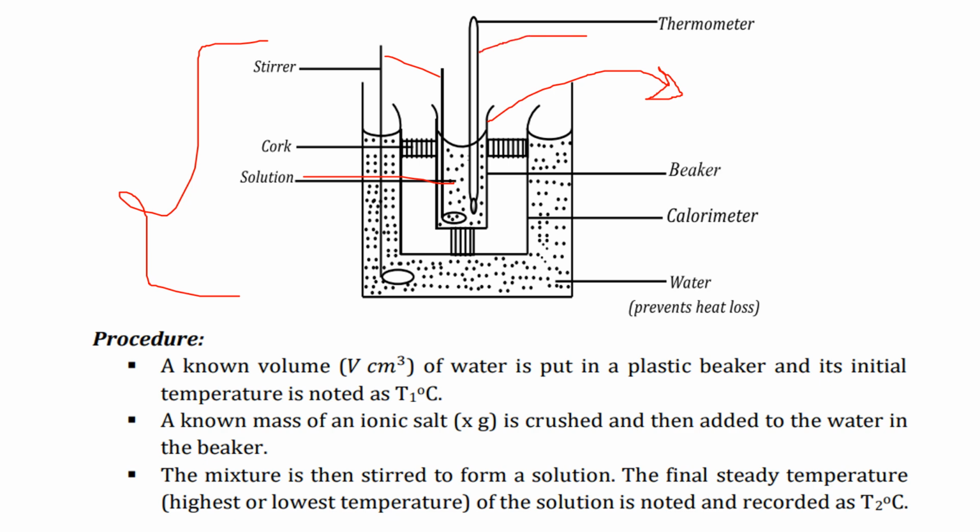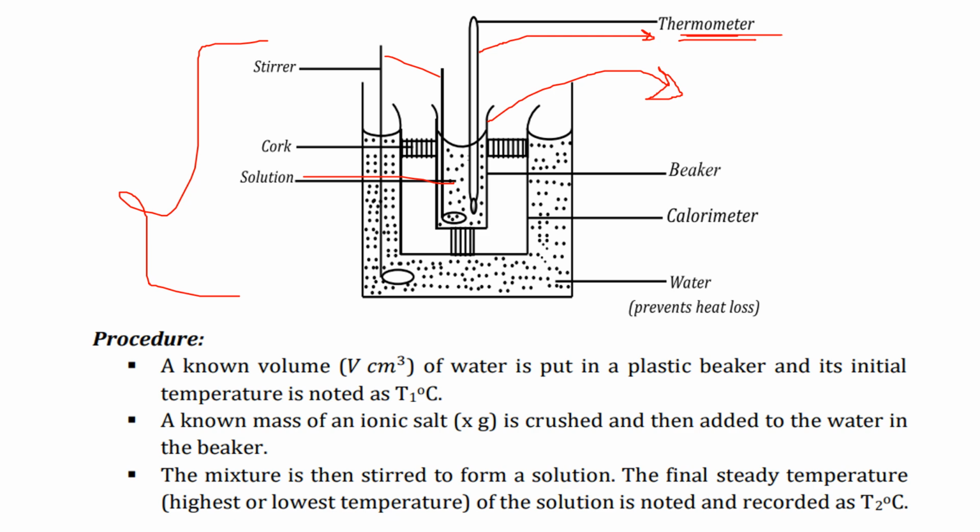And you're going to have a thermometer. Now the purpose of the thermometer is to record the maximum temperature that is attained. Note the word maximum, or you can use steady temperature if you prefer not to write maximum. It is to note the steady or maximum temperature attained on dissolving. So first we record the temperature of water without the salt, and then we add the salt and we stir, and we record the steady or maximum temperature attained.